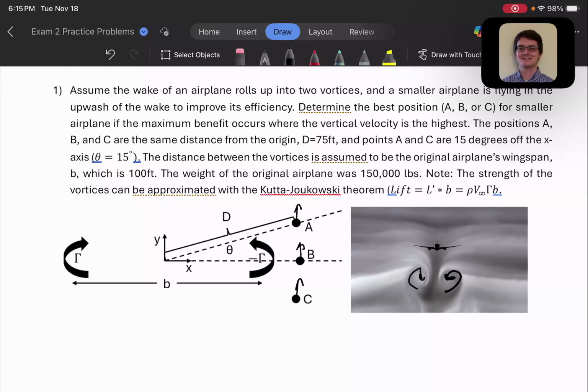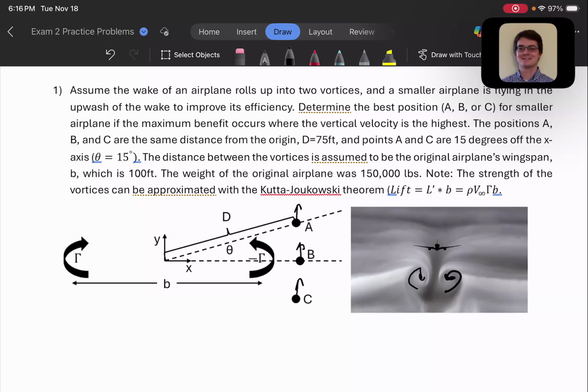So what the problem is asking is to figure out between these 3 points, it could be more precisely written as figuring it out in the whole scope of the flow field. But given these 3 points, figure out which point is the most economic or efficient, where you maximize the upwash, okay?